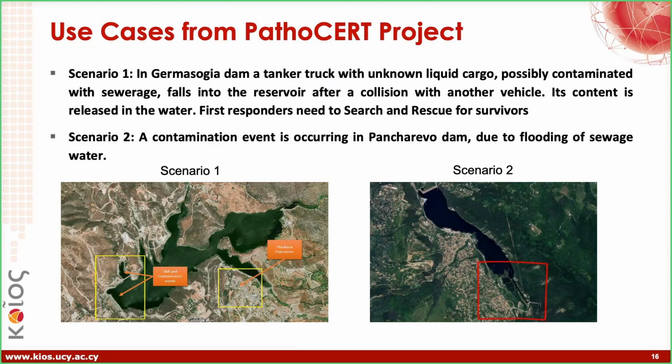Now, the use case from the Pathos project. We have two scenarios. The first scenario, in Germasoia Dam: a tanker truck with unknown liquid cargo, possibly contaminated with storage, falls into the reservoir after a collision with another vehicle. Its content is released in the water. First responders need to search and rescue for survivors. In scenario 2, a contamination event is occurring in Pangarevo Dam due to flooding of storage water. And we can see the two images for the Germasoia and Pangarevo dams.